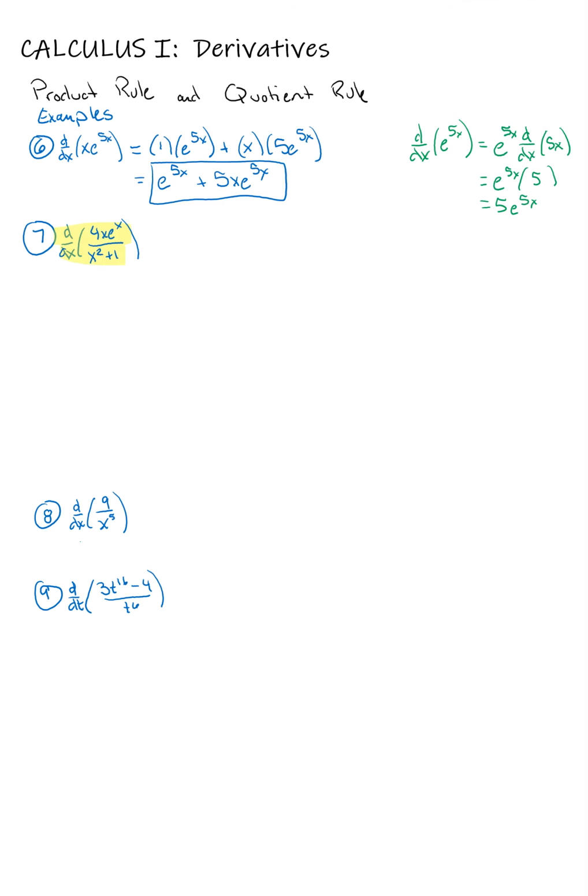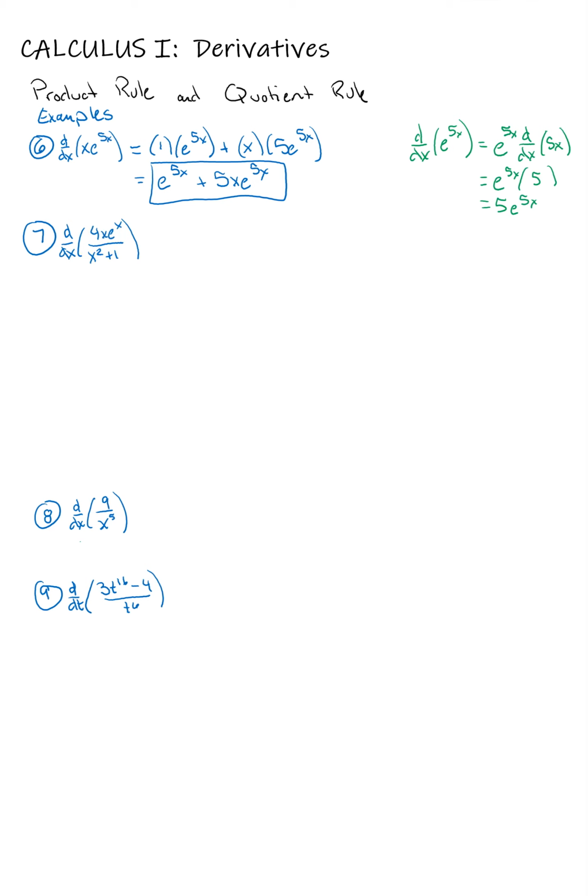Example 7, we're taking the derivative of 4x e to the x over x squared plus 1. Now I definitely see the big thing going on here is that I've got a quotient, but notice inside this quotient I have a product there in the numerator. All right, so how do we do this? Again, big picture is that it's a quotient.